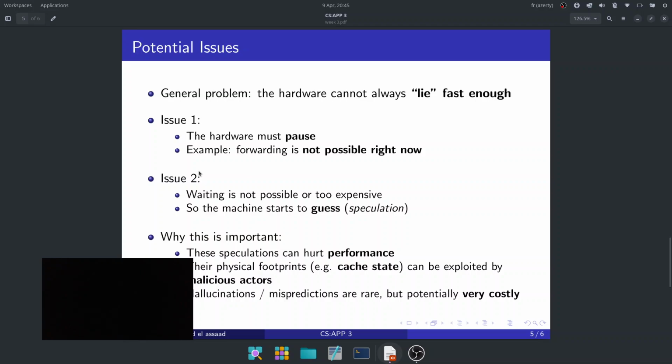The other problem is that the machine can't wait, because once again it cannot pause and it cannot wait, so what it does is start to guess. This is also another problem, and both of these issues have their fair share of problems. They can be categorized into either performance issues or security issues, because the speculations leave a footprint in the cache, and obviously this is very rare, but very costly, which is hallucinations, which is where the program gives you things you're not expecting.